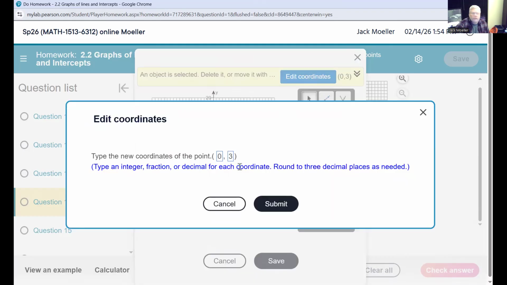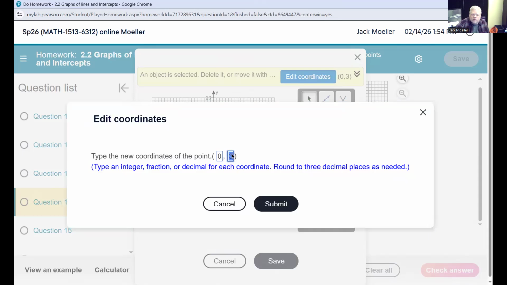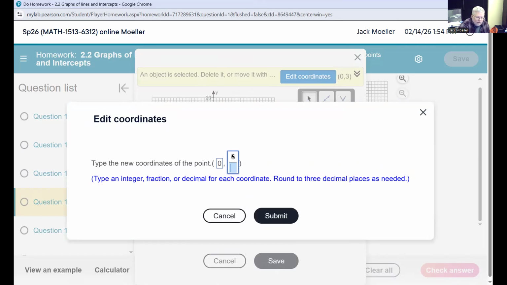So I can go in here and edit. That was supposed to be 0, 6. Oh, and by the way, you can even put fractions. If you do the backwards slash bar next to the shift, you can type in fractions. That's the only way you can do fractions when you're graphing: put in your points and then come up here and edit the coordinates.